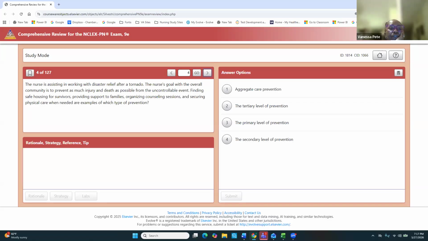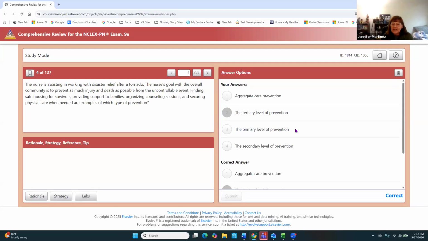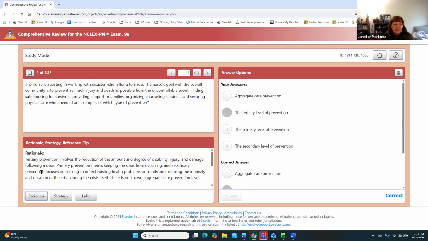Tertiary. Yeah. Tertiary. I know, just looking at it, it looks hard to say. So tertiary prevention involves a reduction of the amount and degree of disability, injury, and damage following a crisis. Very good. You guys are awesome.